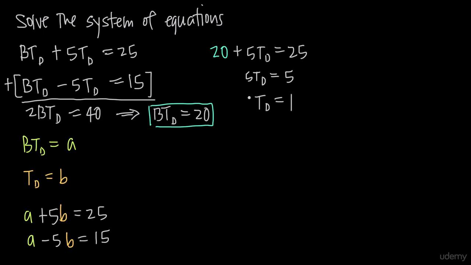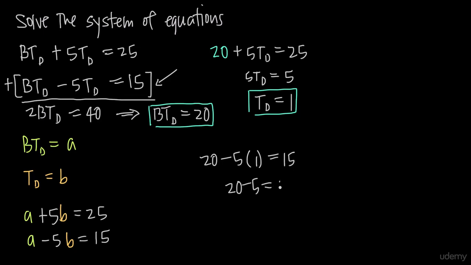Now we've solved for both unknowns, but just to double check ourselves, we want to plug both of these back into this second equation to make sure that we get a value that checks out. So we say bt sub d is 20, so we plug that in here for bt sub d. We get 20 minus 5 times t sub d, which we know is 1, is equal to 15. Simplifying, we get 20 minus 5 equals 15, or 15 is equal to 15.